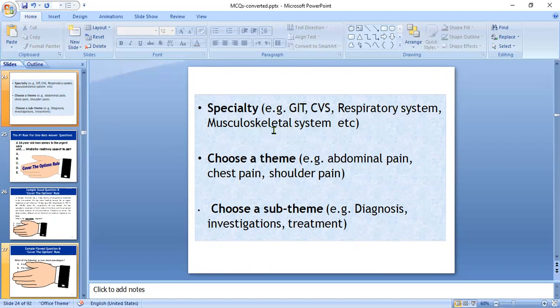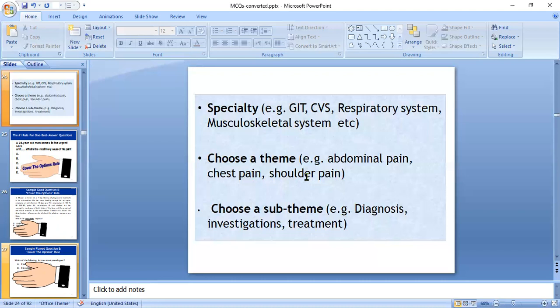Then we have to choose a theme from these systems. Suppose we are going to assess the GIT, we can select a theme from that specialty, such as abdominal pain. Similarly, chest pain from the CVS and the respiratory system. And shoulder may be a theme from the musculoskeletal system. Similarly, knee pain, tennis elbow, and other conditions related to the musculoskeletal system. So we initially choose our specialty, then a theme from that.